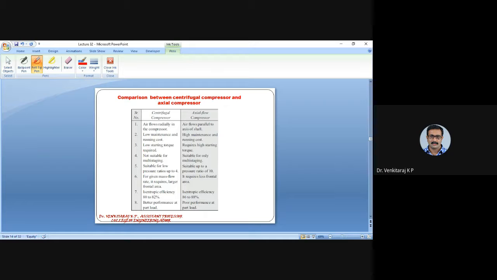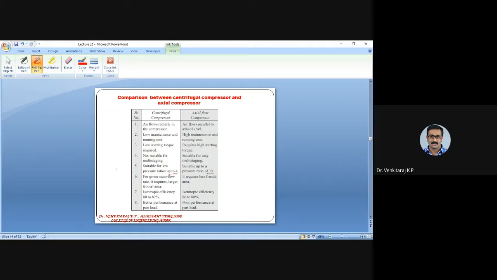Low starting torque requires high starting torque. Centrifugal compressors are generally single stage. They are not suitable for multi-staging, but axial flow compressors are mostly multi-stage compressors. The pressure ratio that can be attained with a centrifugal compressor is up to 4, but still higher pressure ratios can be attained with the axial flow compressor. Pressure ratios of 10 are attainable with the axial flow compressor.